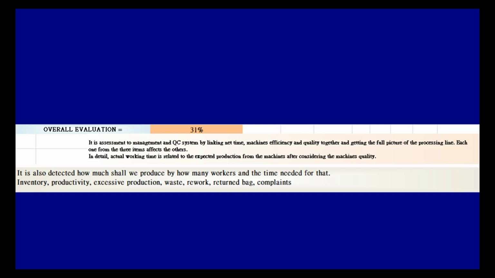Overall evaluation equals 31%. It is an assessment of management and the QC system by linking net time, machines efficiency and quality together and getting the full picture of the processing line. Each one of the three items affects the others. In detail, actual working time is related to the expected production from the machines after considering the machine's quality. It is also detected how much we shall produce, by how many workers and the time needed for that. Inventory, productivity, excessive production, waste, rework, returned products, complaints.